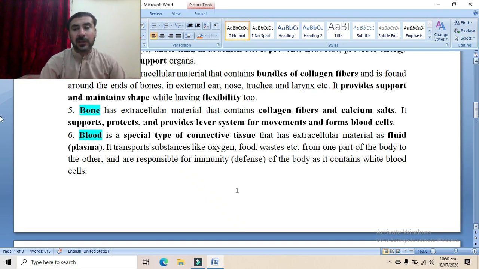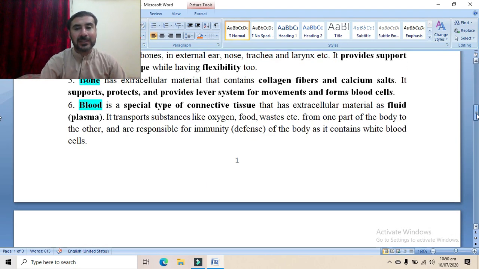And form blood cells. Another important point is that the bones have a grayish whitish material inside that is known as bone marrow. That bone marrow has stem cells, and stem cells basically produce various types of blood cells. Red blood cells, white blood cells, platelets, these are all produced inside the bone by the bone marrow. The stem cells are present in the bone marrow which produce all the blood cells.